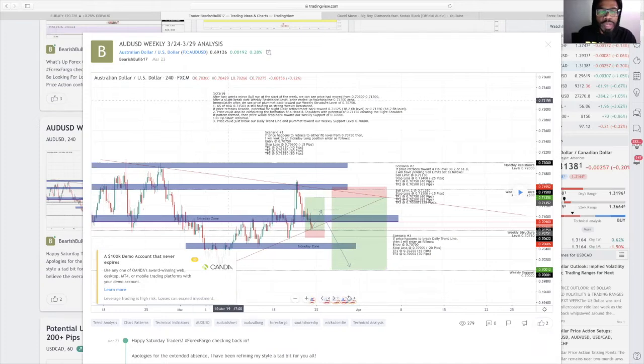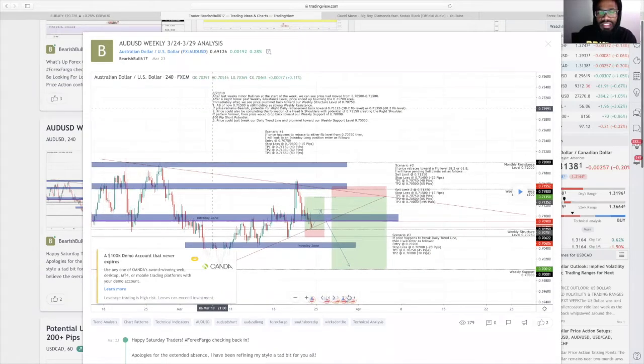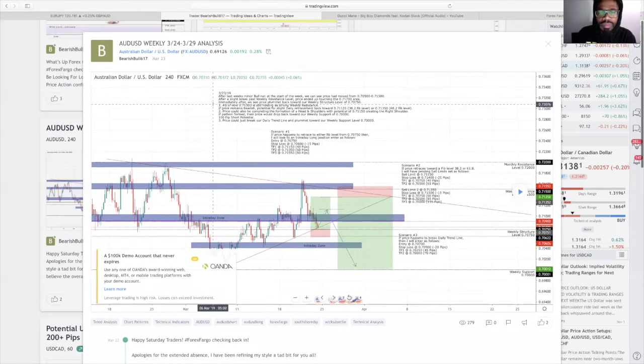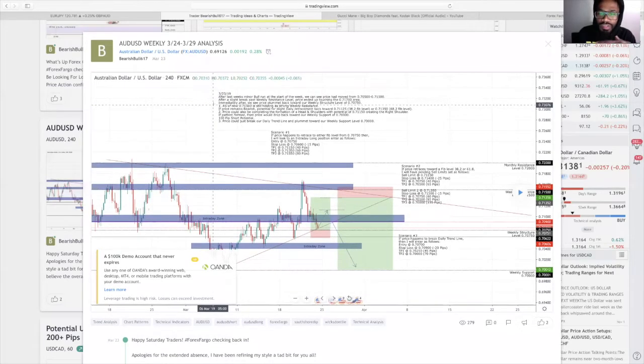Now, after last week's minor bull run at the start of the week, we can see price had moved from 7,500 to 71,500 after a slight break past weekly resistance level, ended up touching the 71,700 area. Immediately after, we see price plummet back to our weekly structure level of 7750. Now, all of this is important because you need to understand how the market is moving, right?